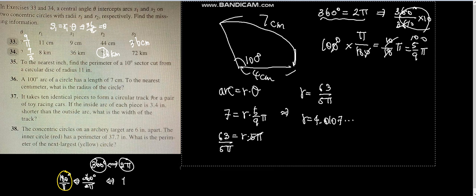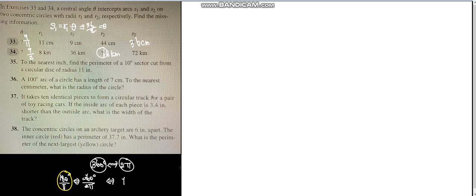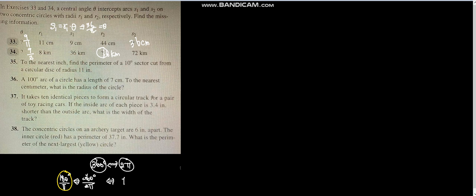And now, next problem here, 37. It takes 10 identical pieces to form a circular track. So it just means that you need 10 slices of pizza to form a complete pizza here. Therefore, the central angle of the complete pizza is 360 degrees. Therefore, you need 10 pieces, so each slice has a central angle of 36 degrees, right?